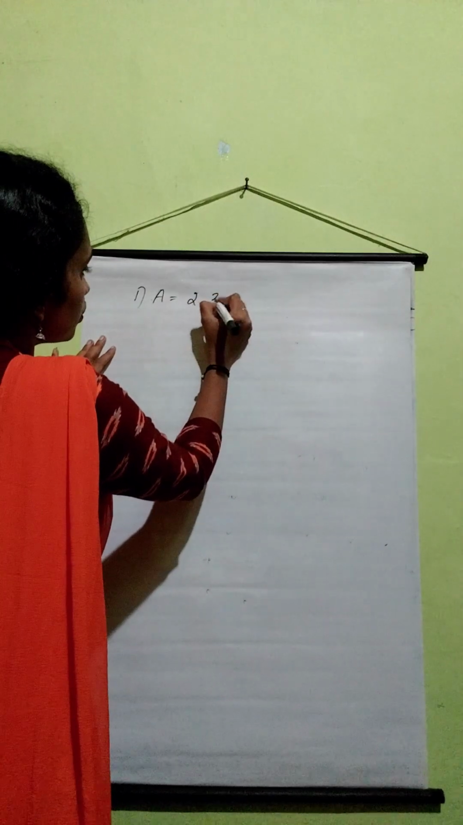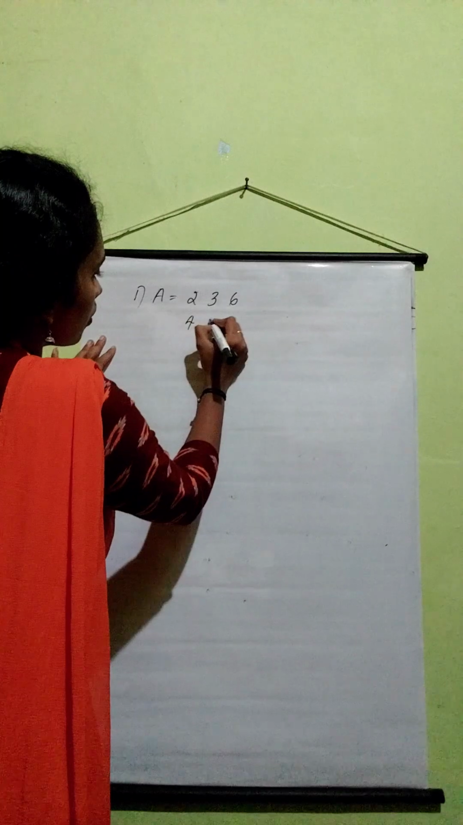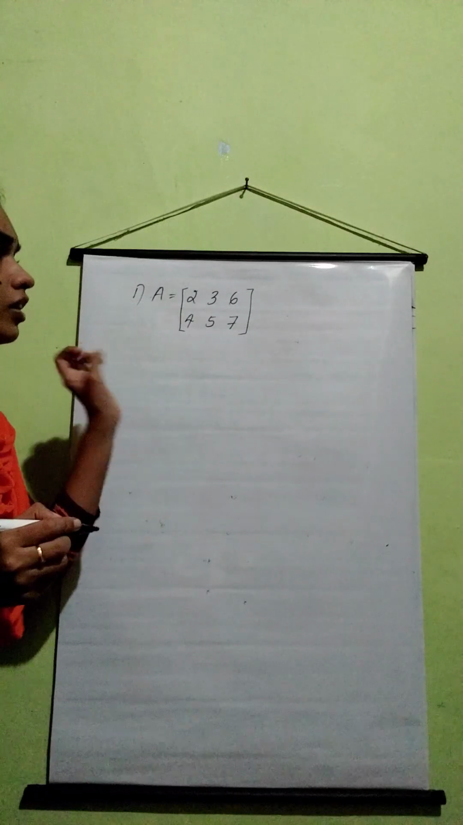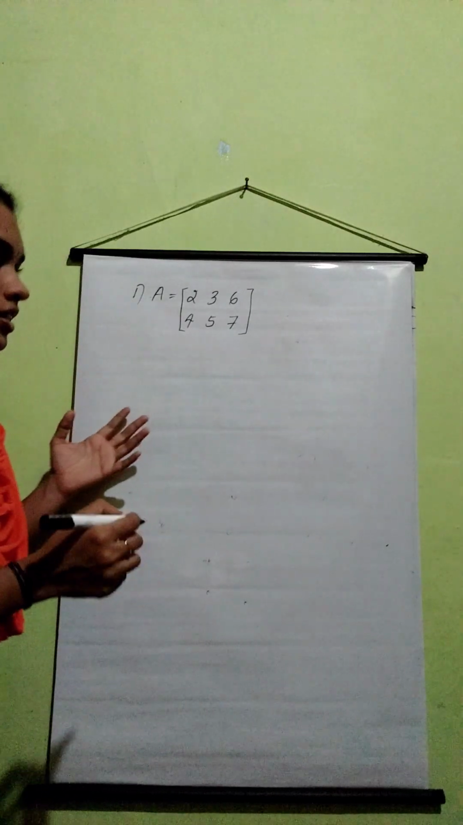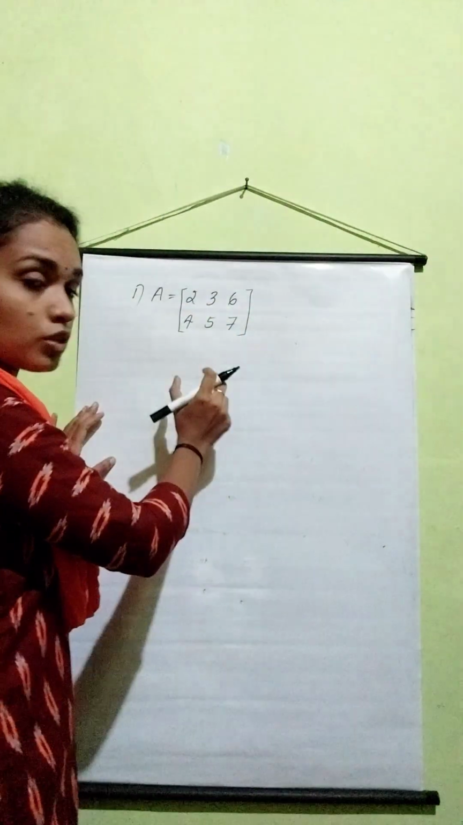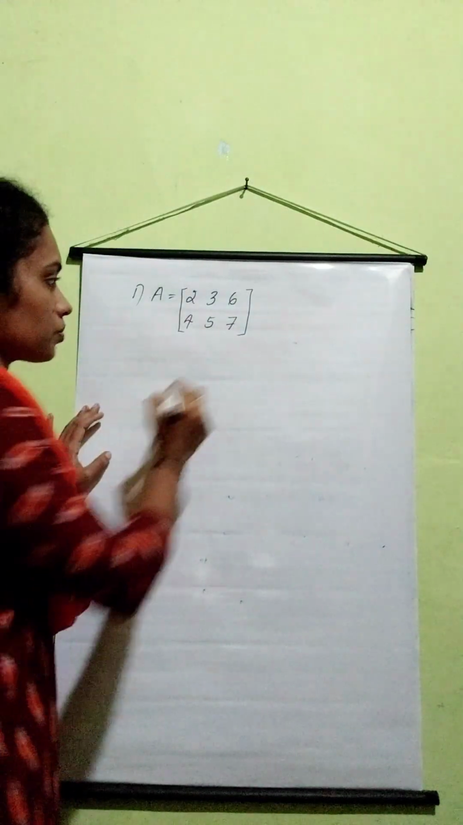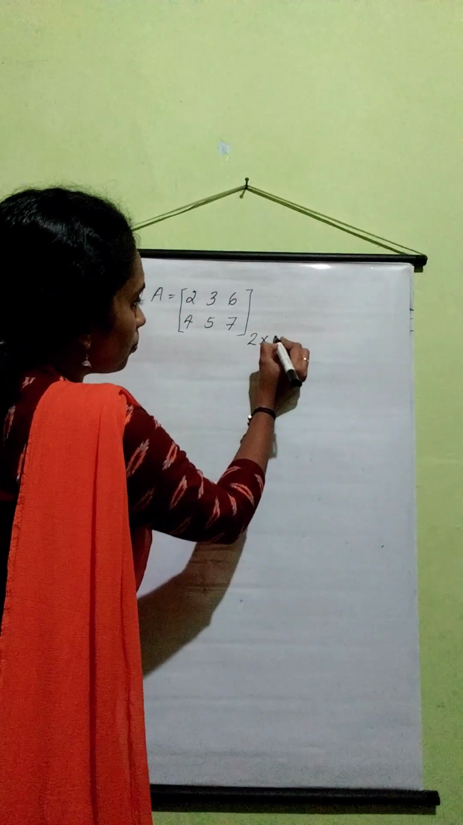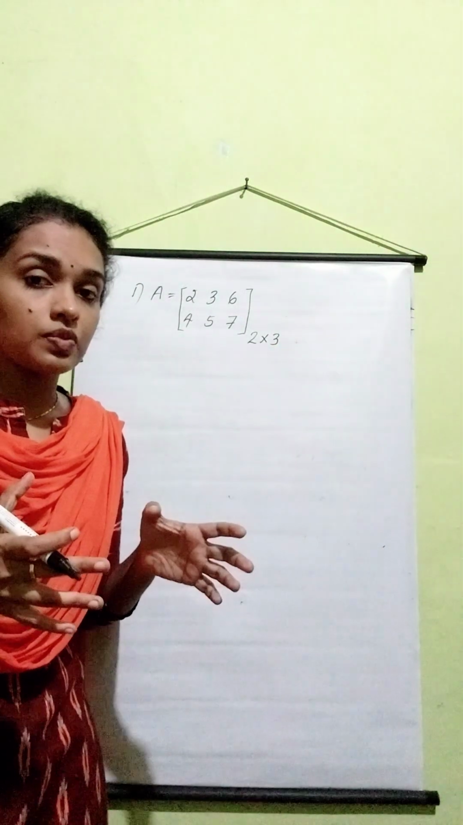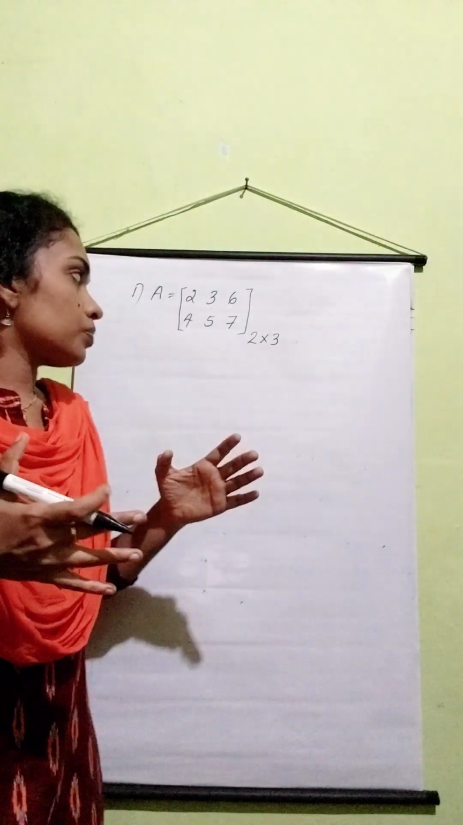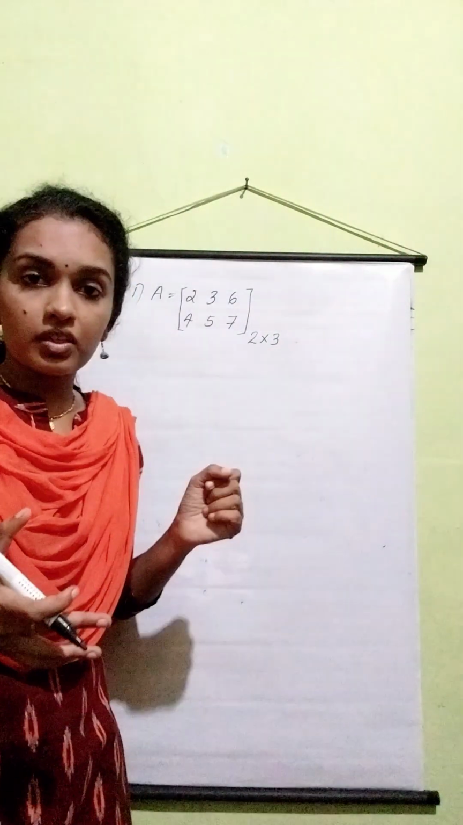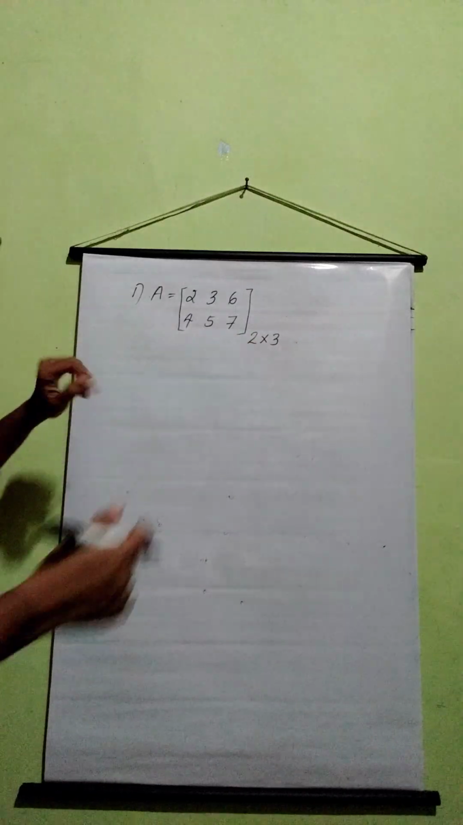A equal to 2, 3, 6, 4, 5, 7. Can you find the order of this matrix? It's very simple, isn't it? It has 2 rows. So first we have to count the rows. So it has 2 rows and how many columns? 3 columns. So it is a 2 by 3 matrix. If someone asks you to write a 2 by 3 matrix, you write a matrix with 2 rows and 3 columns. Usually we write the order of the matrix at the right bottom side of the matrix. So it is a 2 by 3 matrix.